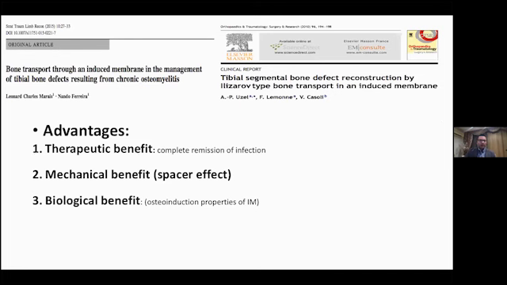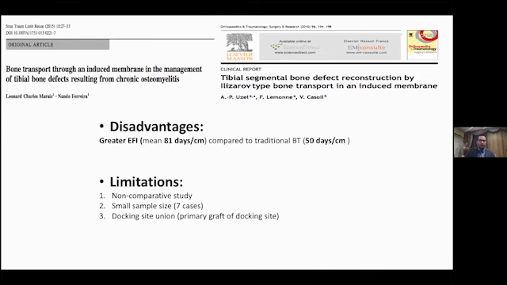The third one is a biological benefit, which was proposed by the second study, which proposed that the induced membrane itself could promote the healing of the docking site without the use of bone graft due to the osteoinduction properties of the induced membrane itself and the production of the growth factors. The main disadvantage was the much greater external fixation index with a mean of 81 days per centimeter as compared to the traditional bone transport, which was 50 days per centimeter as stated by these studies.